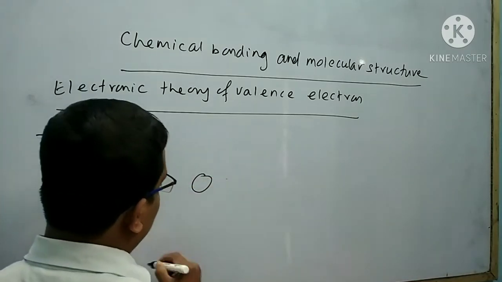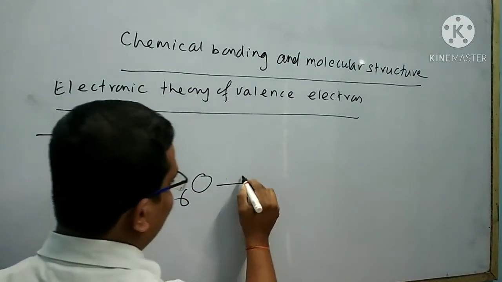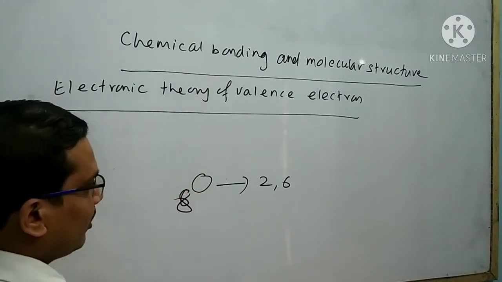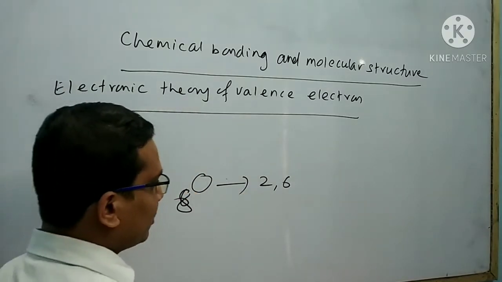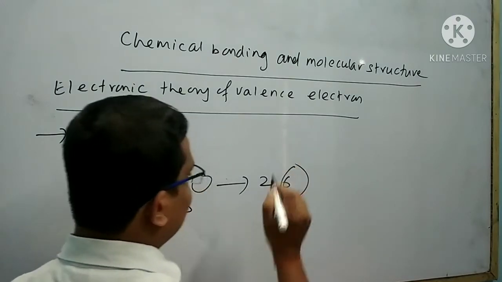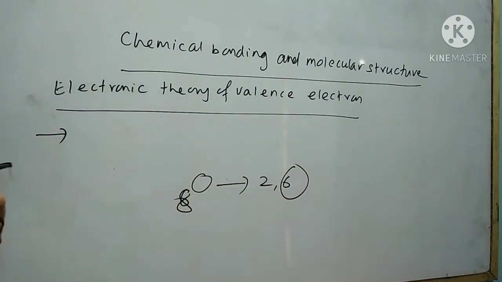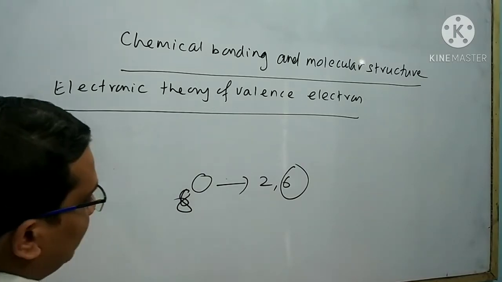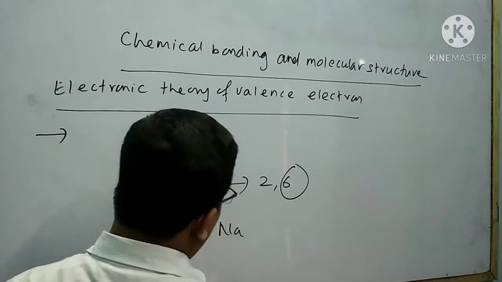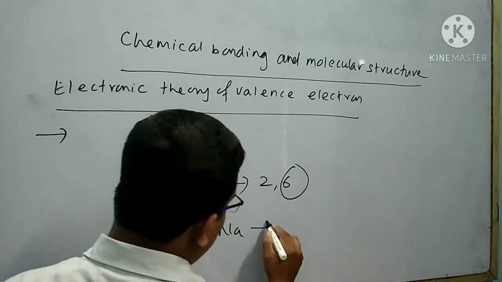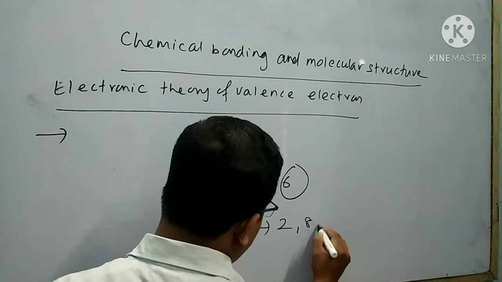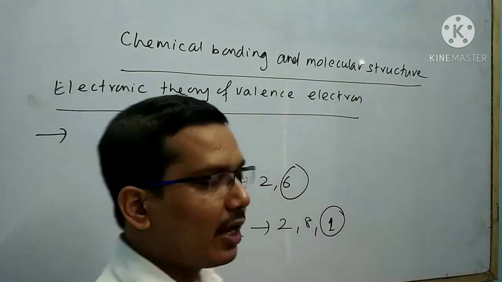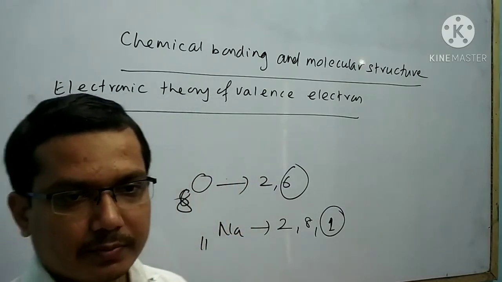For example, oxygen having electronic configuration 2 6. Atomic number of oxygen is 8. The electronic configuration is 2 6. From this valency electron, we can decide the chemical bonding of oxygen atom. Similarly, think about sodium. The atomic number of sodium is 11. The electronic configuration is 2 8 1. From this electron, we can decide the chemical bonding of sodium.